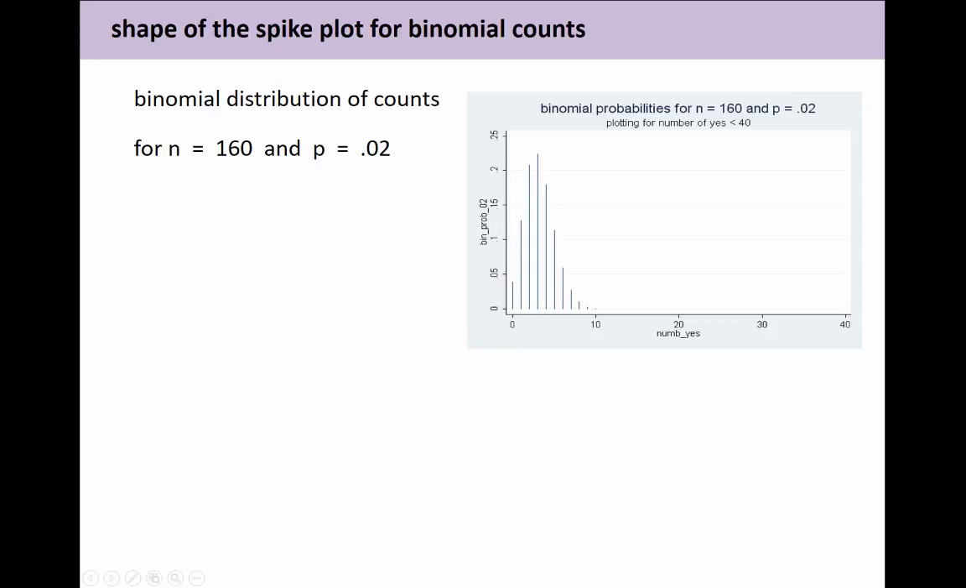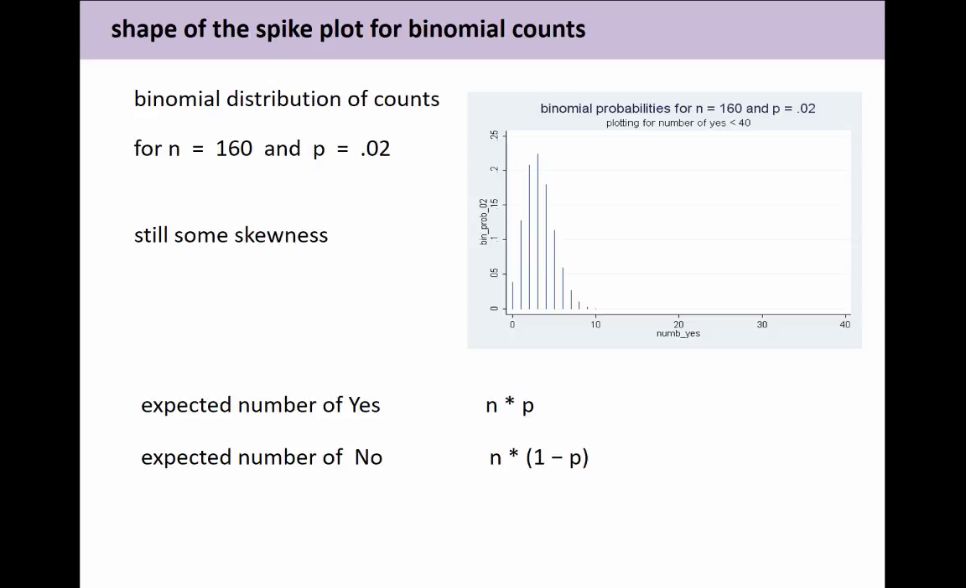Well, this time the plot looks a little better, but quite frankly, there's still some skewness, and I haven't plotted the whole thing to give us a better graphic. For a proportion of 0.02, by the time we get to about 10 yes, the probabilities get really tiny. So I only plotted for the number of yes less than 40.